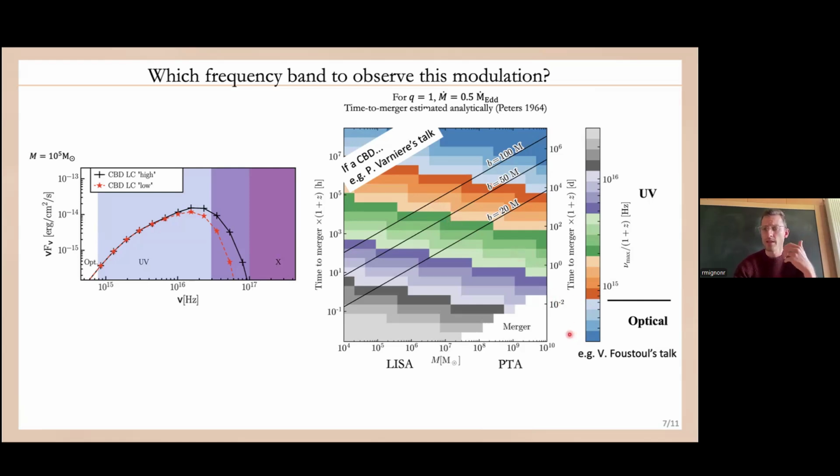And what we find is that if you focus on the circumbinary disk, typically it will peak in the UV or in the optical for very massive systems, which are typically the systems that Vincent talked about, just for the circumbinary disk emission. So this is for the circumbinary disk if the binary black hole is in circular orbits.